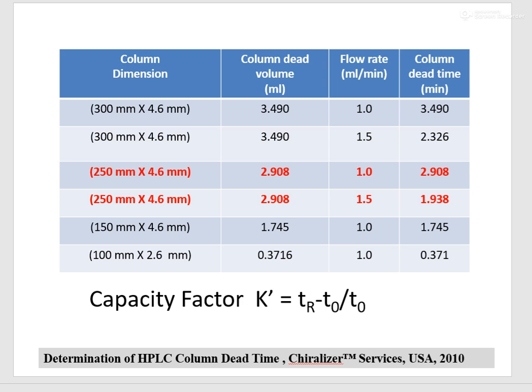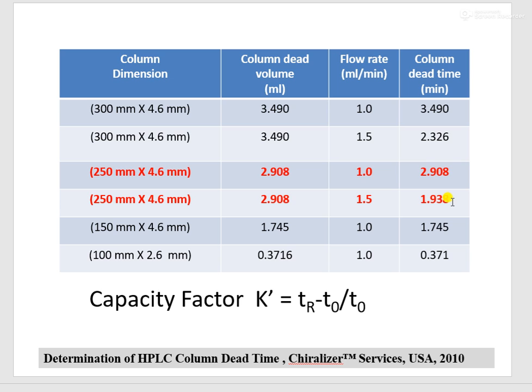This slide depicts column dimensions, various columns, their dead volume at a given flow rate, and dead time. Specifically, I have highlighted these two rows with red color, which is the most commonly used column, that is 250 mm into 4.6 mm internal diameter. This column has a column dead time of 2.9 minutes at a flow rate of 1 ml per minute. If I increase the flow rate from 1 to 1.5, the column dead time will decrease.